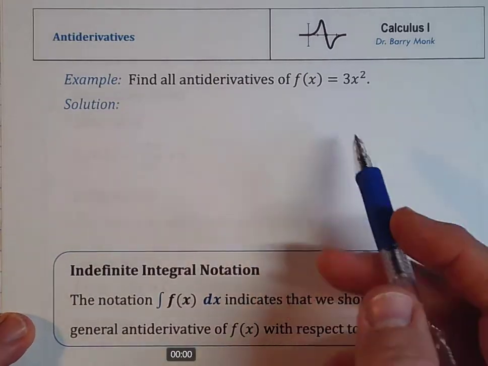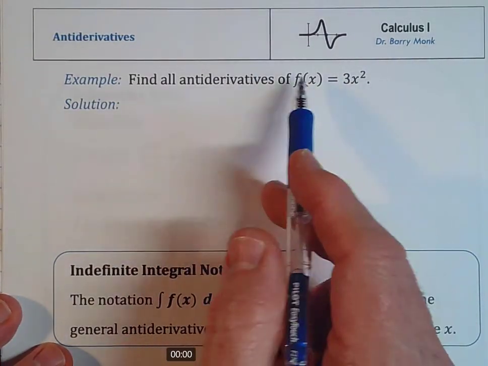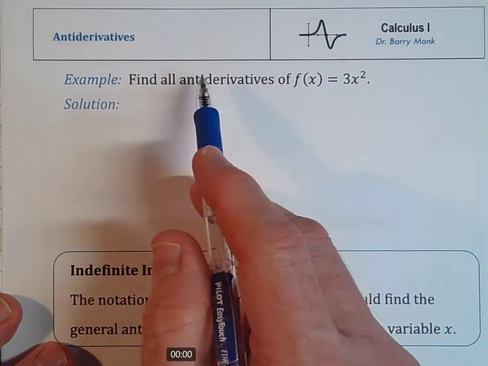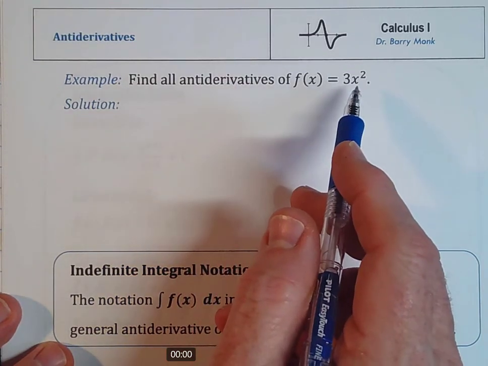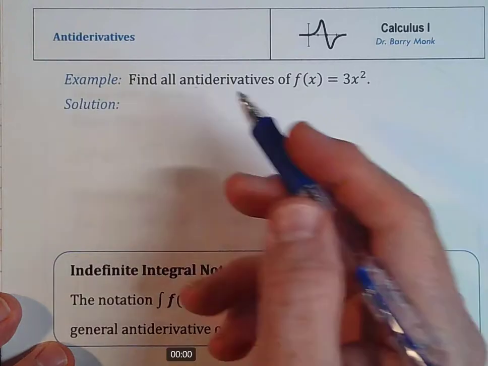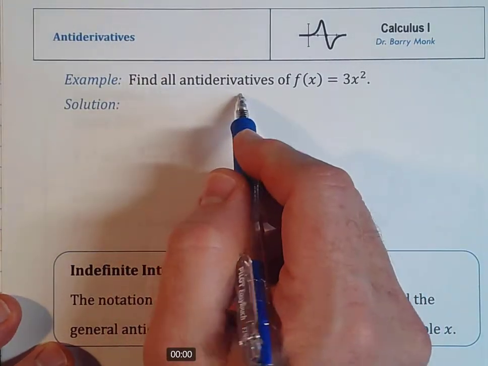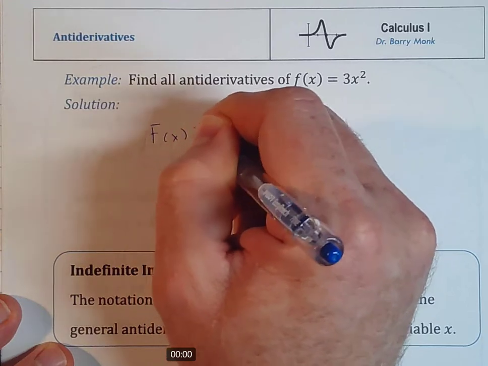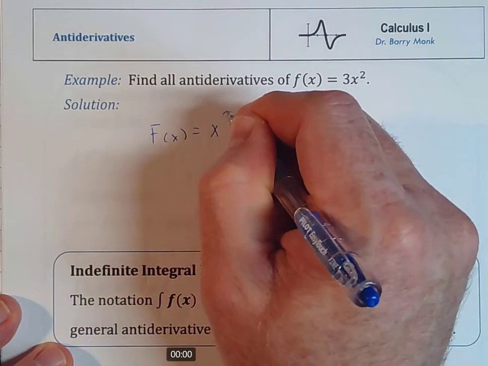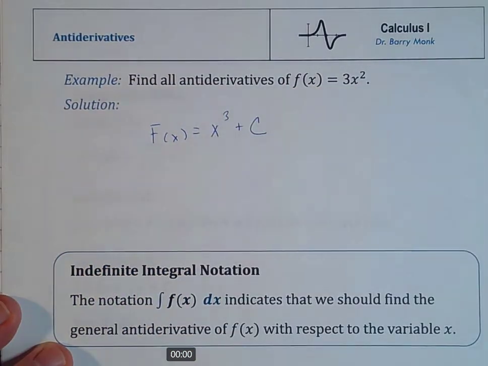Okay, so I know that we've done this one just a minute ago, but let's just make sure that we understand. So find all antiderivatives of f of x equals 3x squared. Well, all antiderivatives means we're looking for the general one. So the general antiderivative would be x cubed plus c.